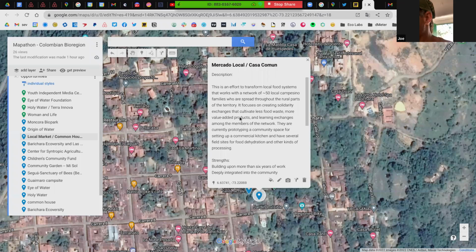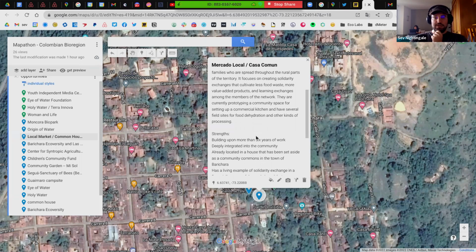So this one is an effort to transform local food systems that works with a network of 50 local campesino families who are spread throughout the rural parts of the territory. It focuses on creating solidarity exchanges and cultivating less food waste, more value-added products, and learning exchanges among the network. They are currently prototyping a community space for setting up a commercial kitchen and have several field sites for food dehydration and other kinds of processing.